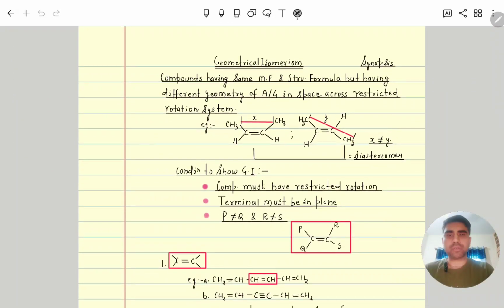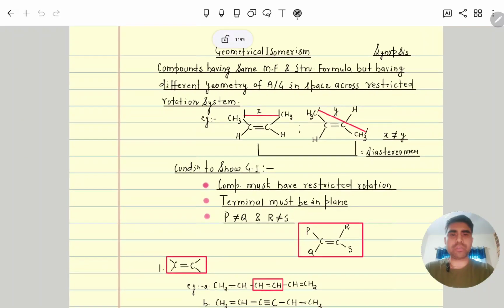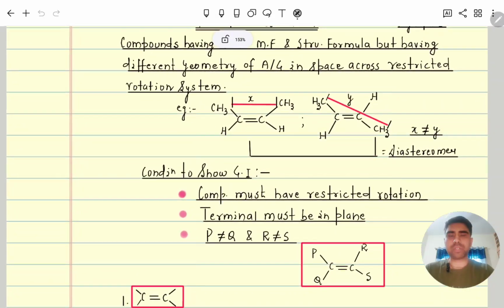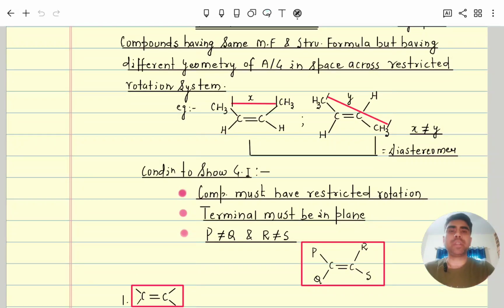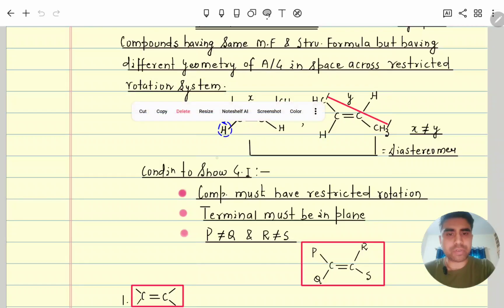Here we can see compounds having the same molecular formula and same structural formula, but different geometry in space across a restricted system, which is called a GI, geometrical isomer. Geometrical isomers are diastereomers, meaning they are non-superimposable and not mirror images. Because of restricted rotation and different geometry, you can see here that P and Q are different, and here R and S are different.